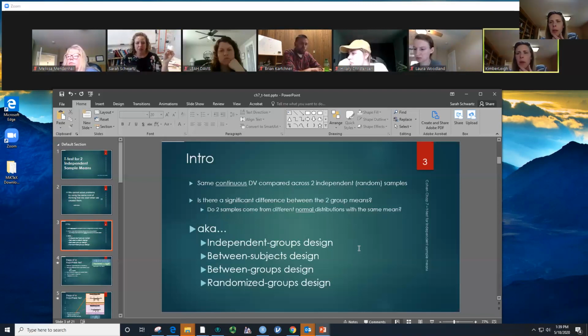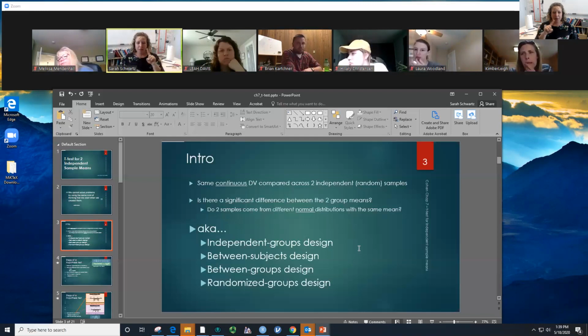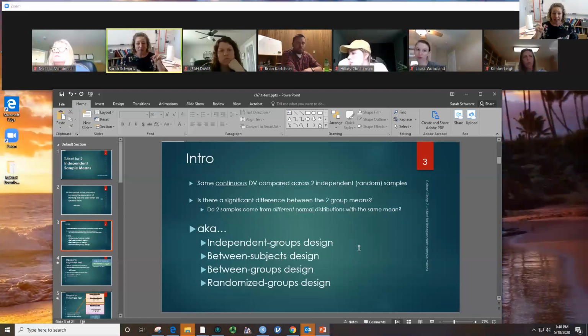Like before and after stuff. Like you weigh before you go on a weight loss program, you weigh after. So it's the same people in both groups. Yeah, if you have the same people in both groups, because a lot of times a pre-test, post-test is not an independent groups design. That is a matched group design. And that's a very powerful design too, and we will get there, but that's not what we're talking about here.